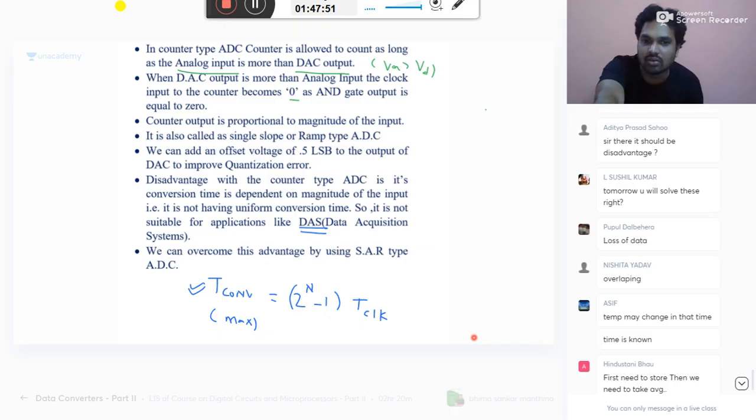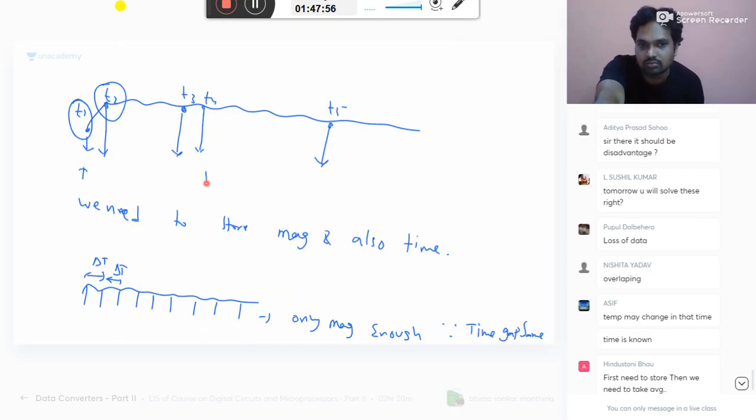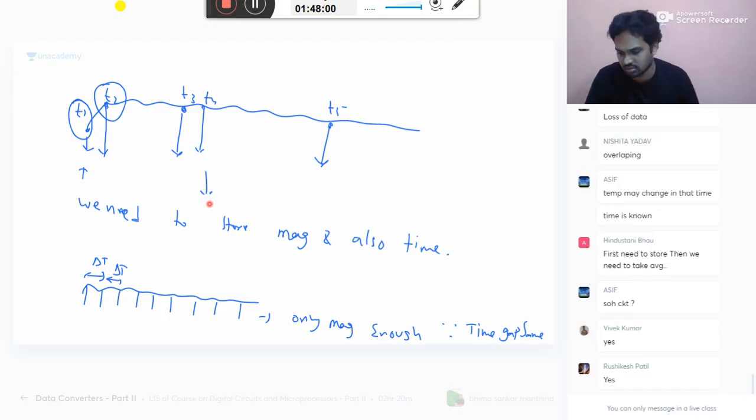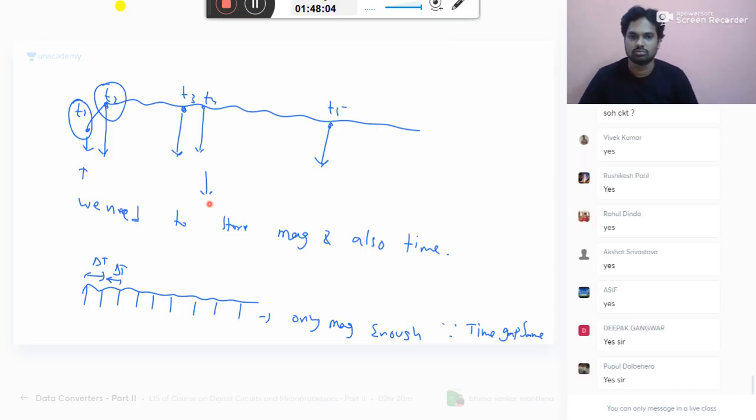Now do you understand the disadvantage or not? One will give you different timestamps; the other will give you uniform timestamps. This is done by SAR that we discuss tomorrow, in the sense of the next class. Don't worry about it. So this is one disadvantage.